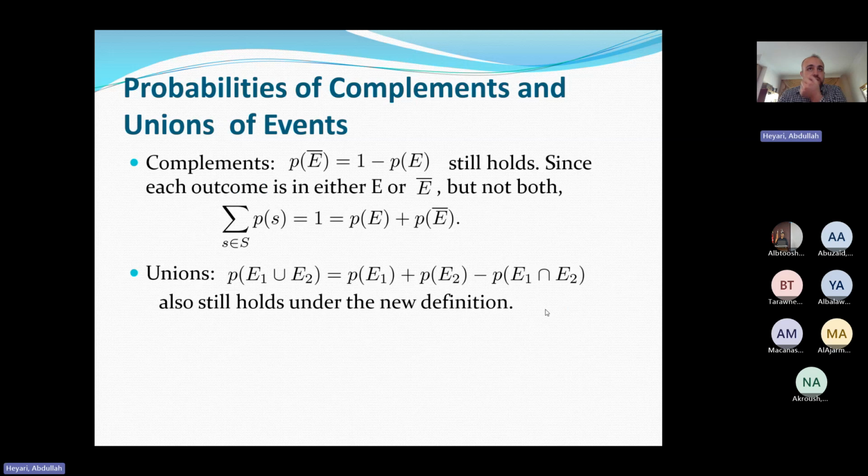Okay. What if you have multiple events, and those events have something in common? For odd and even numbers, a number is never both. But here, imagine a situation where they have something in common. The probability that event 1 union event 2 occurs is the probability that the first occurs plus the second occurs minus the probability of the intersection. Why? Because we don't want to double count the intersection.